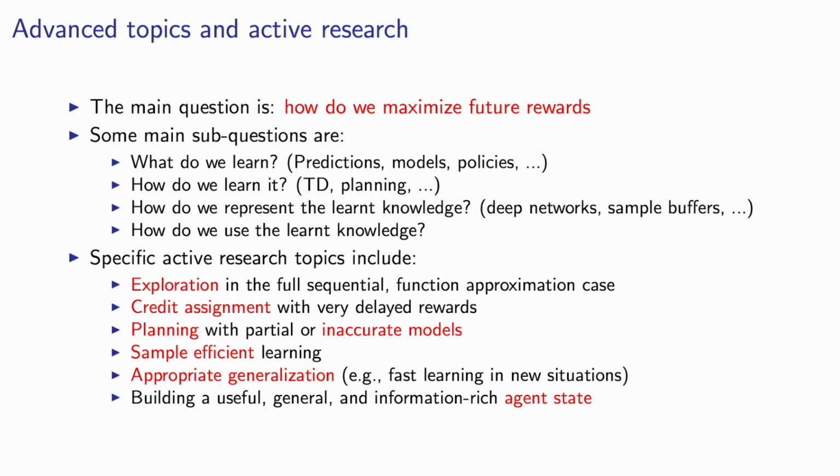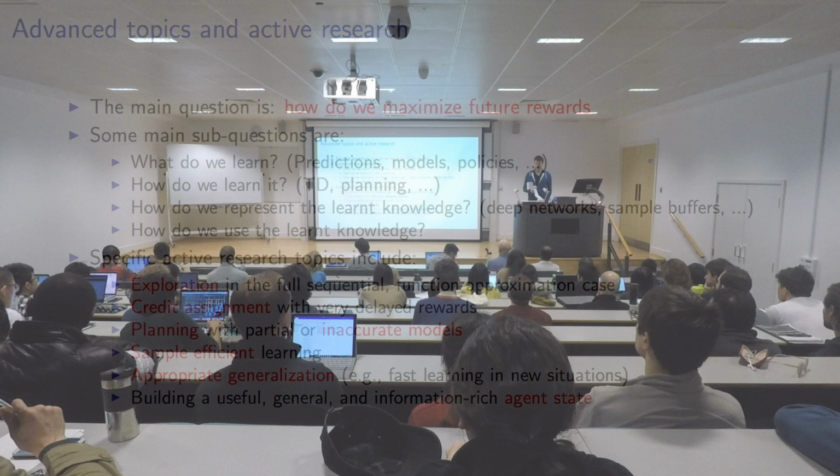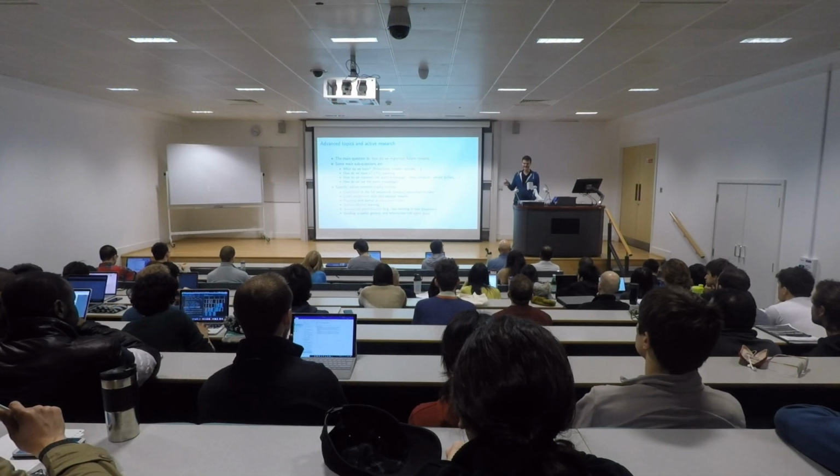And this is related to the last point, where we want to build a useful, general, and information-rich agent state. We haven't talked about that much, but your agent state needs to also incorporate, for instance, memory. You need to have some context of what you're doing. We did discuss it, but we didn't really talk about solution methods for this. Okay, so there's loads still to be done. So we haven't finished how to solve the full reinforcement learning problem. That's basically what I'm saying here.